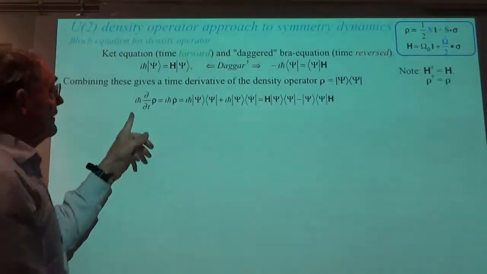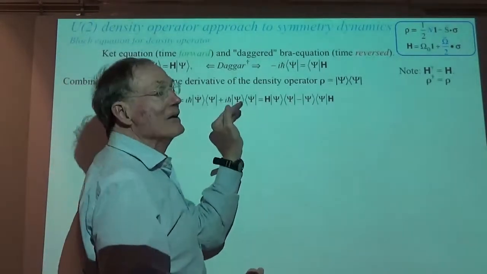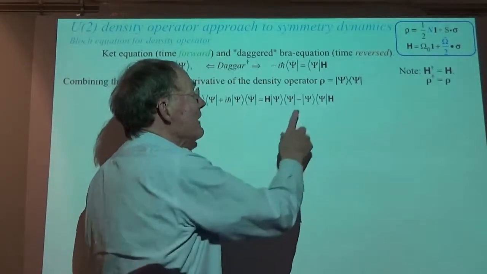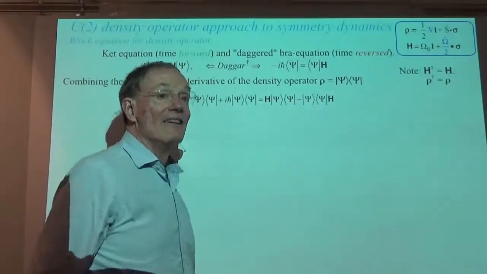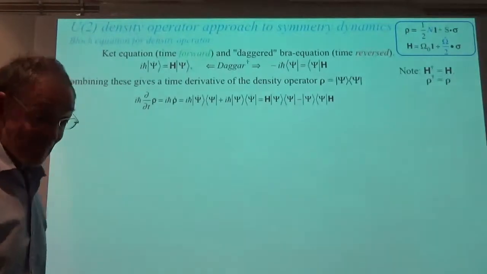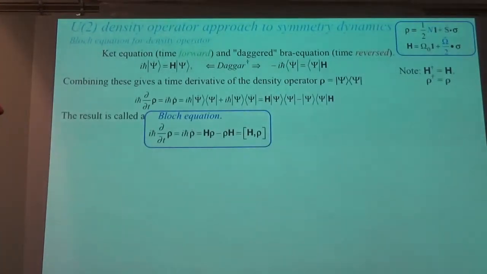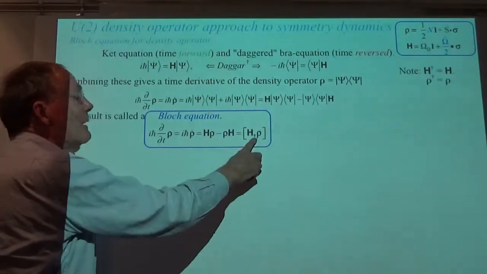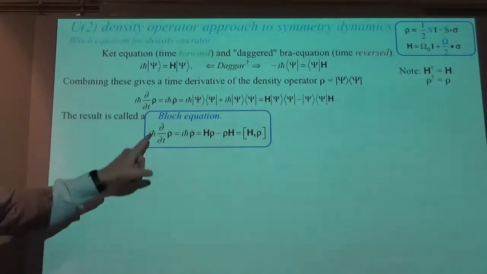So what it's telling us is that the time derivative of the density operator is h operating on this side minus the effect of h operating on the other side. Whoa, that's kind of weird. Well, it's not that weird for quantum mechanics people because they know that as a commutator. Right? So that's the Bloch equation.